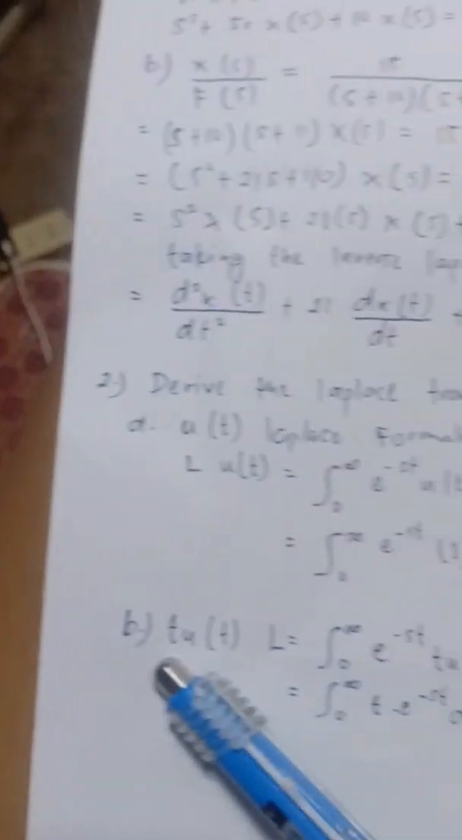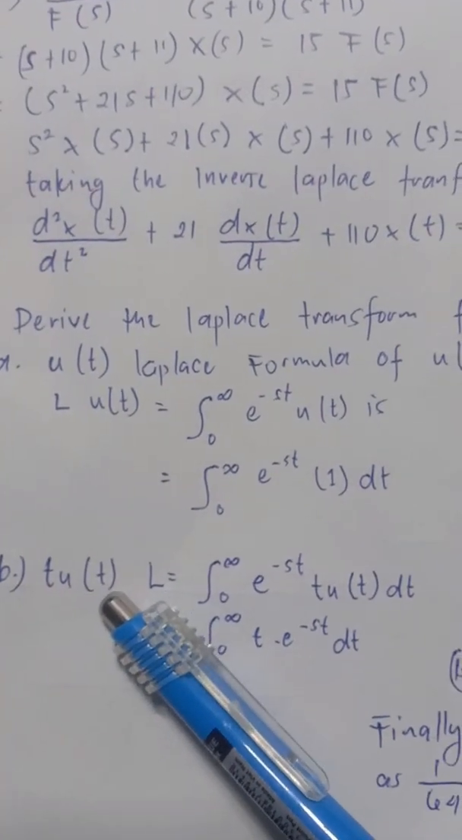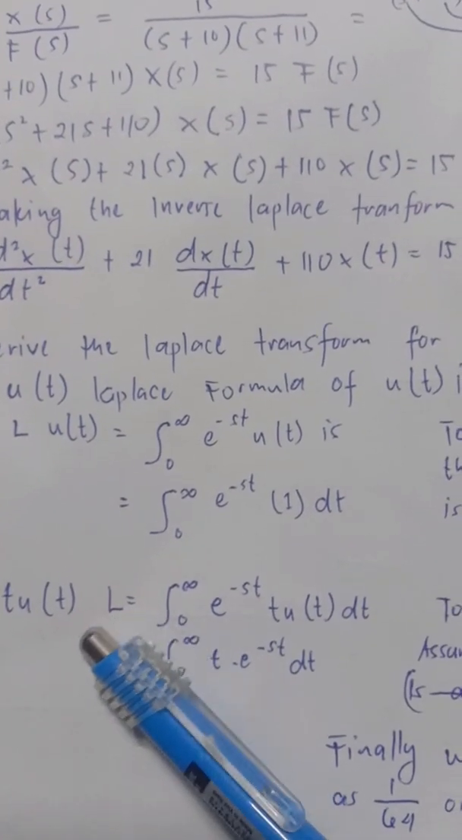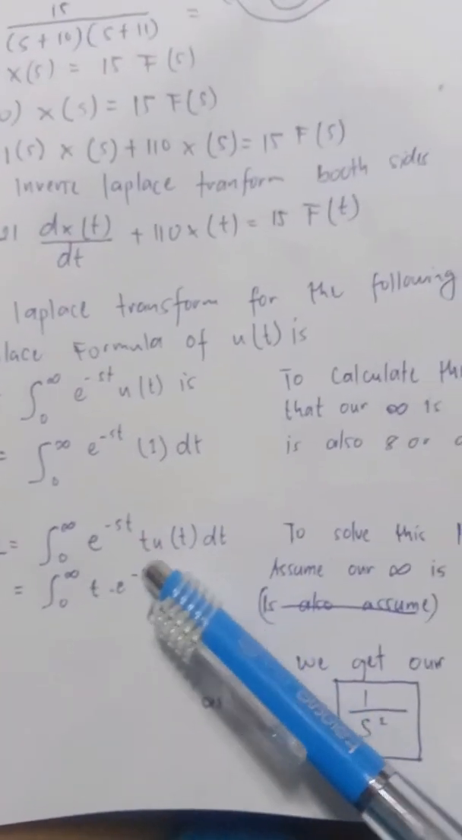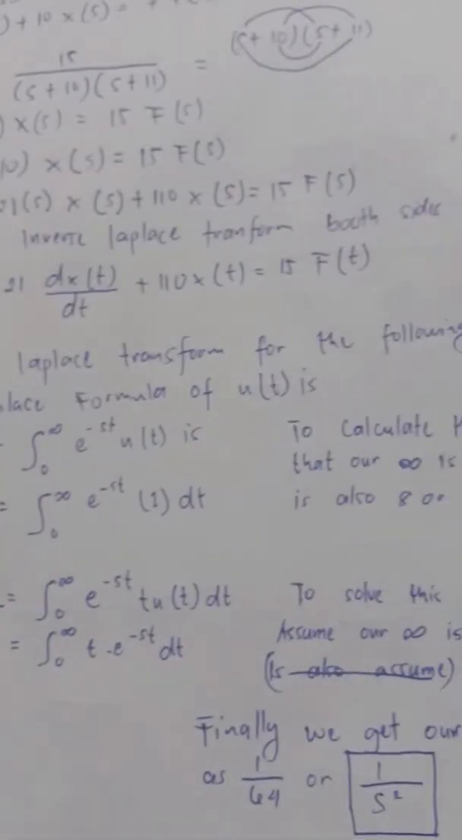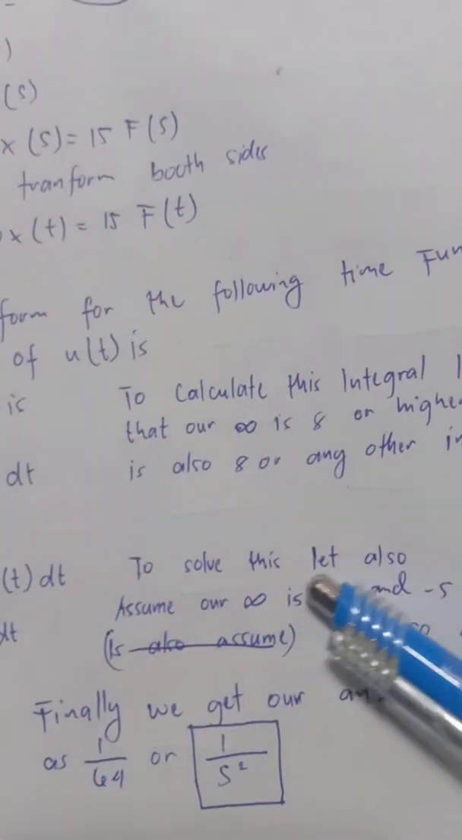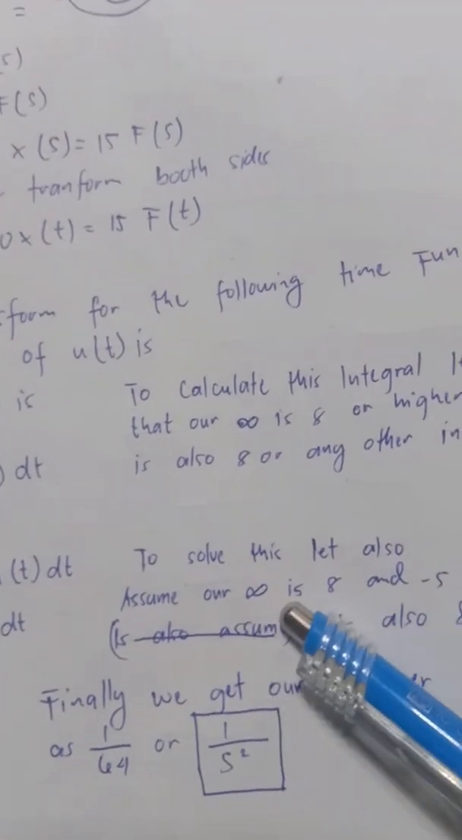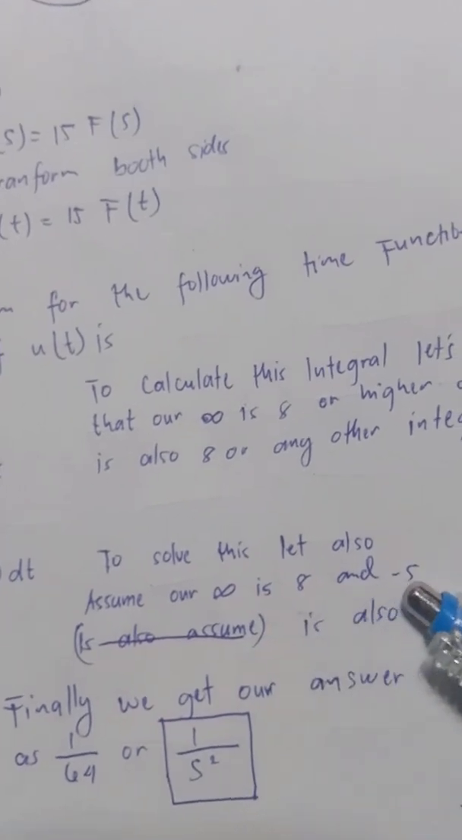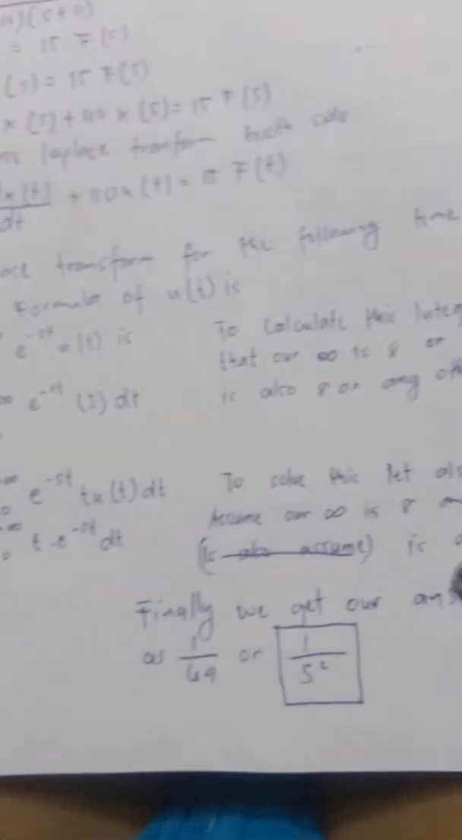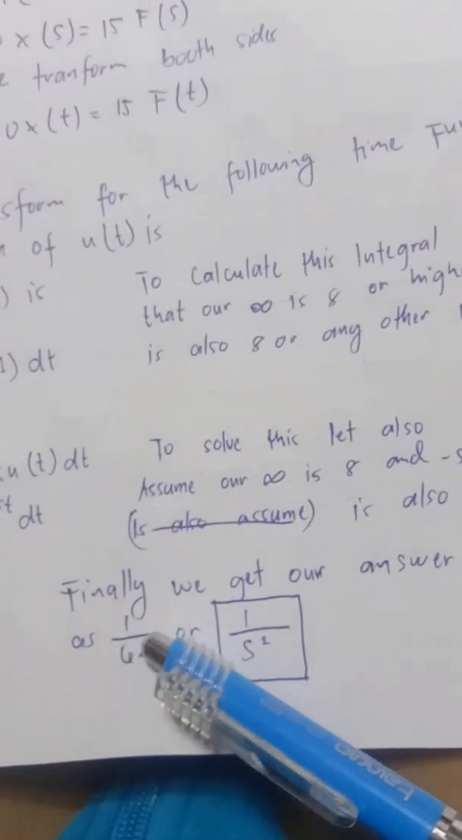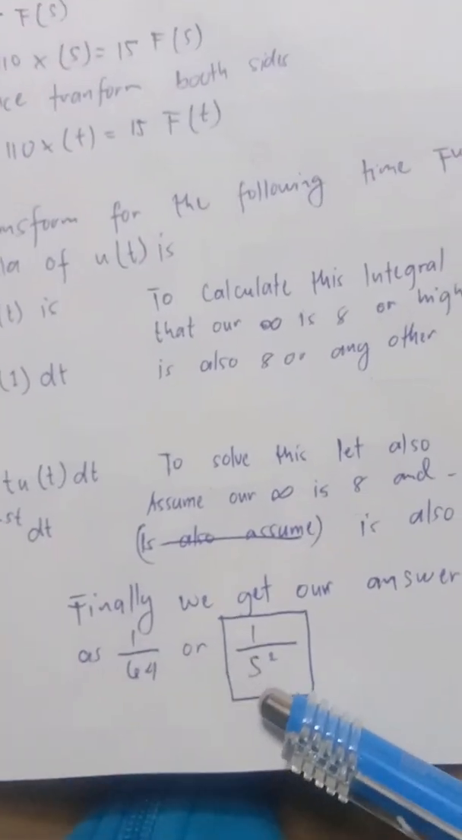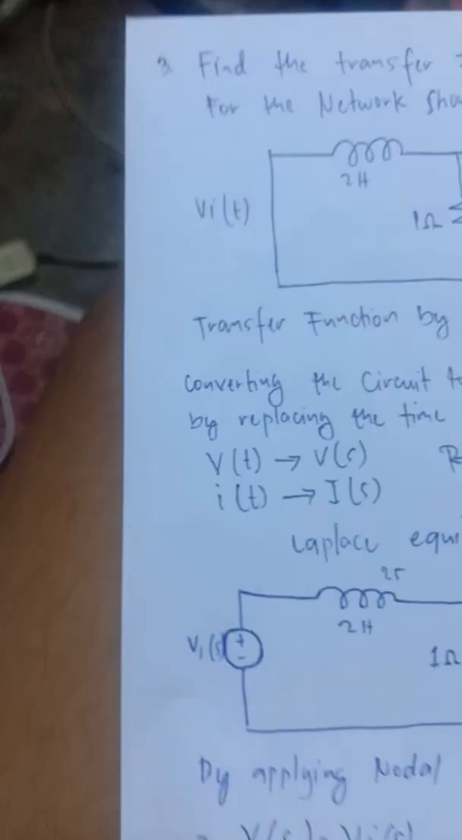Let's proceed to B, t times u(t). L is equal to this integral, this is the result. And to solve this, let's also assume the upper limit is infinity and the exponential vanishes. Finally we get our answer as 1 over s squared. Now let's proceed to number 3.